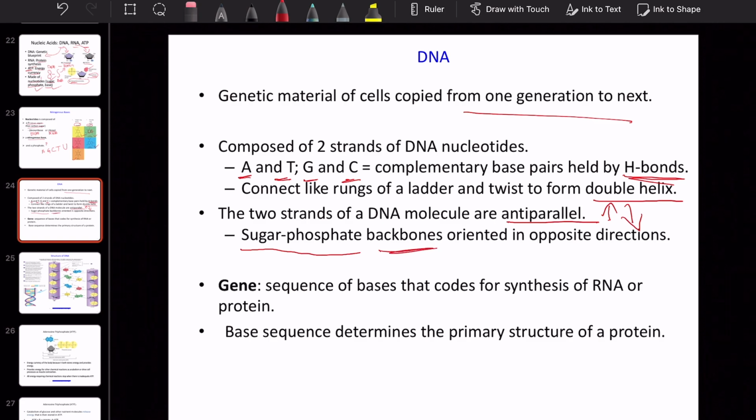This strand, then yet another definition: gene. A gene is a sequence of bases that code for synthesis of RNA or protein. So in the DNA structure, one region may code for a certain gene, maybe the color of your eye, or how much of an enzyme you produce, like insulin. It codes for a certain thing. This is a gene.